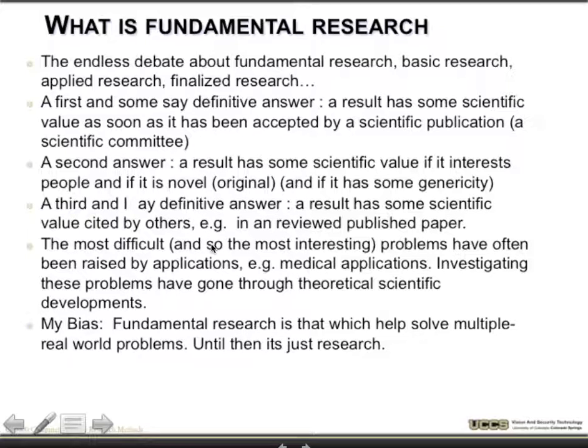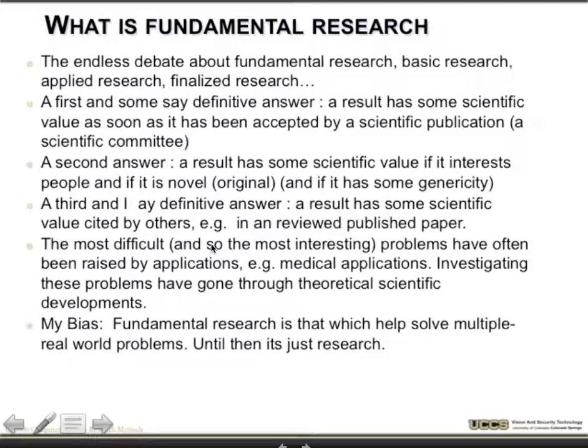The first answer, and some say the definitive answer, to whether scientific research has value is that it has value as soon as it has been accepted by a scientific publication, by a scientific committee. As you'll see, I don't think that's a definitive answer, but I want to put it out there that some people think it is, so you're getting a full view. A second answer is that the result has some scientific value if it's of interest to people and if it's original, novel, and hopefully generalizable. It's not a bad answer.